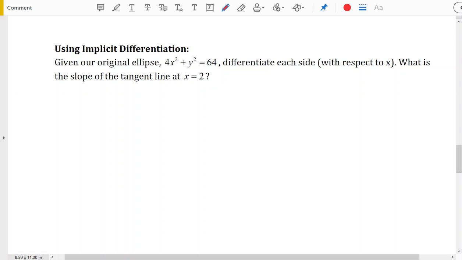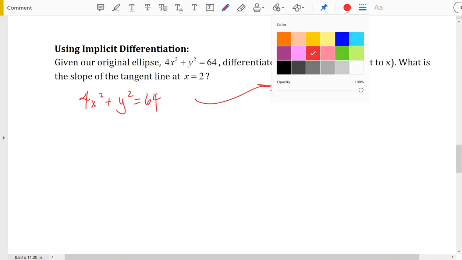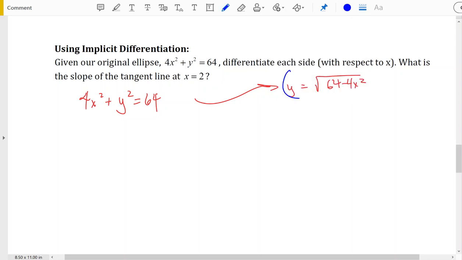Well, now that you've had a chance to think about how you might approach that problem, we've got our equation 4x squared plus y squared equals 64. Previously, we turned this equation into y equals the square root of 64 minus 4x squared, and then we took the derivative of both sides of that equation.